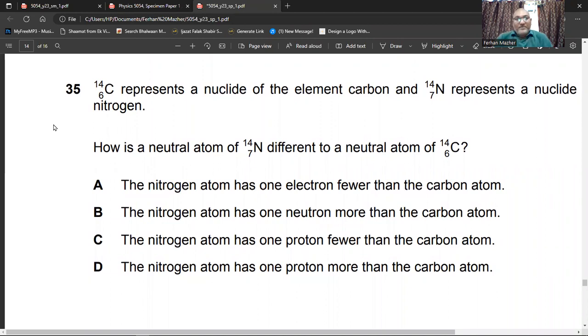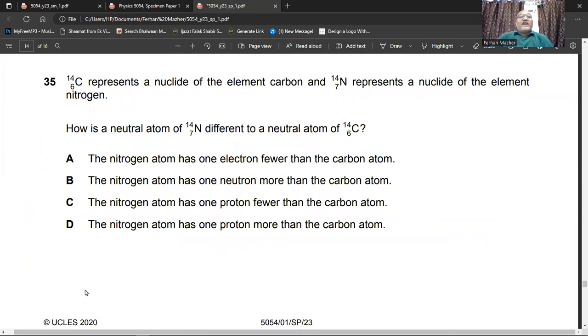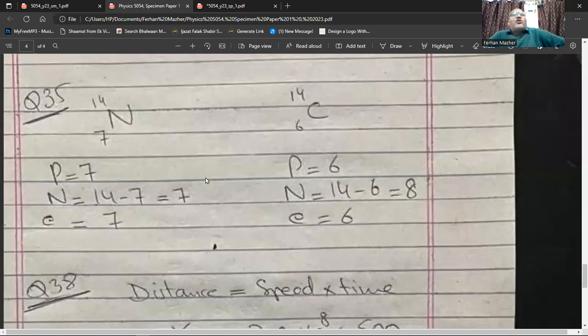Carbon-14 (6, 14) represents the nuclide of the element carbon, and nitrogen-14 (7, 14) represents the nuclide of the element nitrogen. How is a neutral atom of nitrogen-14 different to a neutral atom of carbon-14? Okay, so let me show you. One thing is very important here. In this, the protons are 7, the neutrons are 7, the electrons are 7 in a neutral atom. Carbon-14: the protons are 6, the neutrons are 8, electrons are 6. Here, the proton number is one more than the proton number here, the neutron number here is one less than the neutron number here. Electrons, here is one more than here.